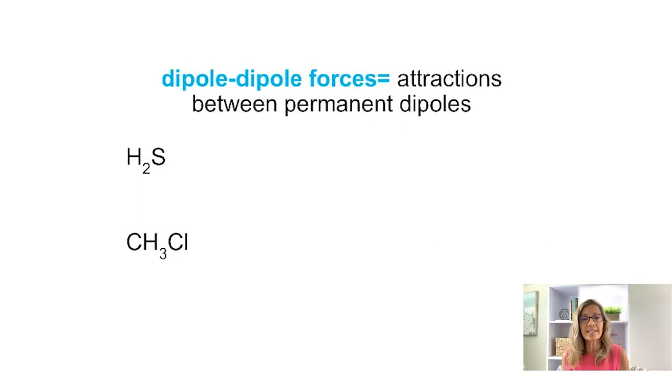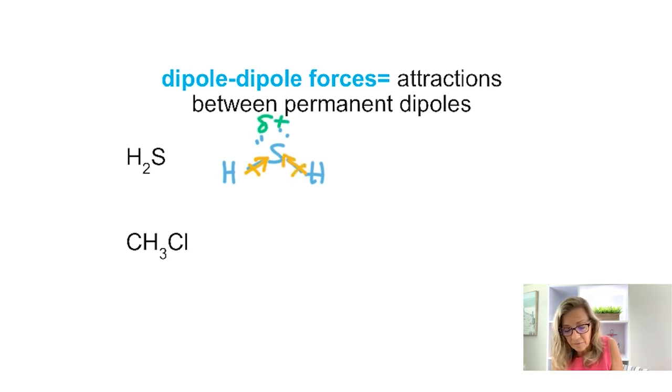Well, first of all, what is a dipole? A dipole is a molecule that has a slightly negative end and a slightly positive end. I've got a couple examples here. I'm going to draw H2S. This looks kind of like water, except it's got sulfur. And this bond between the hydrogen and sulfur is polar. So the sulfur end is slightly negative, and the hydrogen end is slightly positive. So this is a dipole.